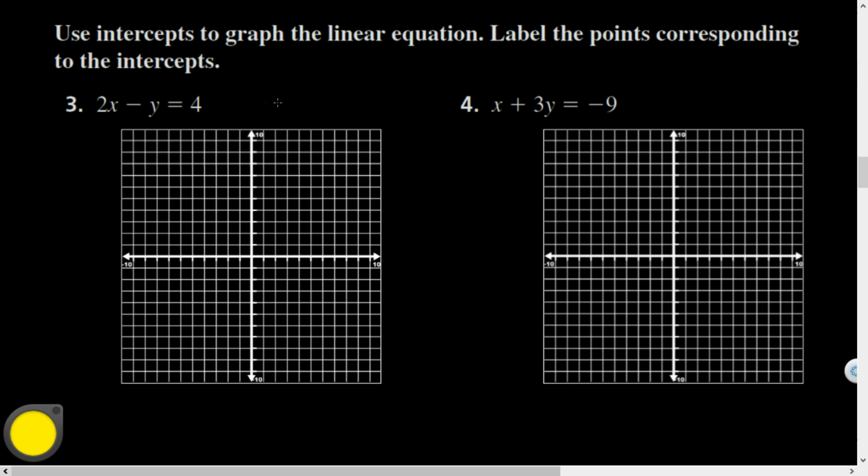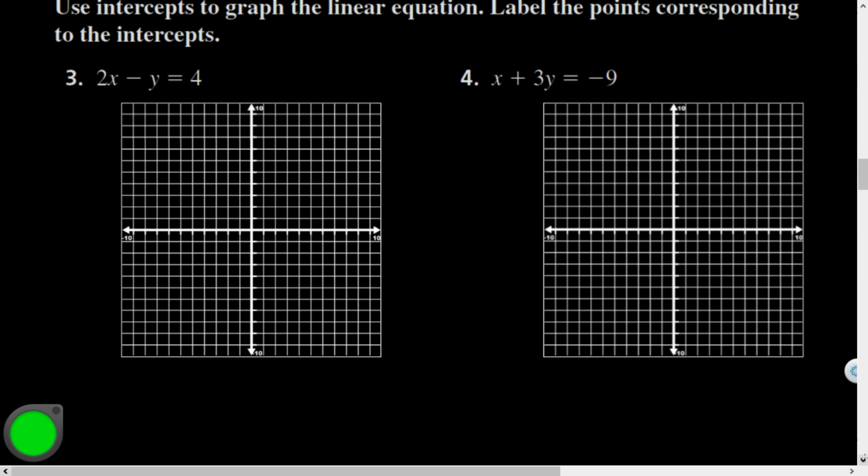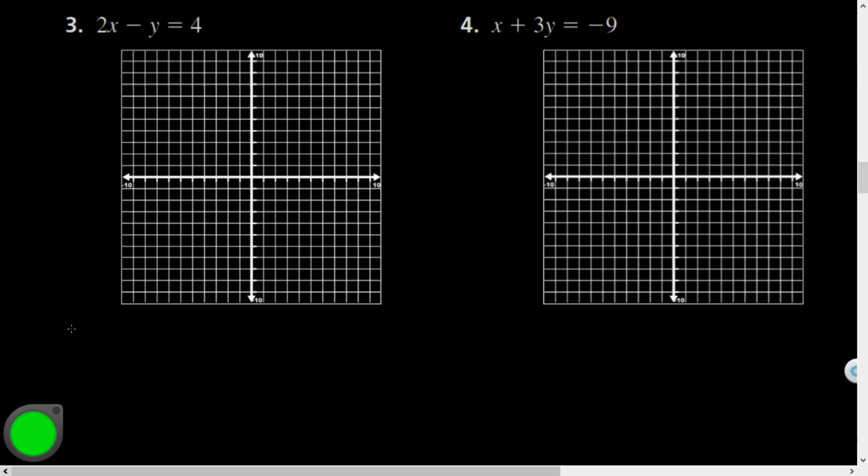So let's see. Graph using the intercepts method. So here we go. If I want to find the x-intercept, what do I do? I plug in 0 for y. So x-intercept, y equals 0. And for the y-intercept, I plug in 0 for x. So for the y-intercept, plug in 0 for x.